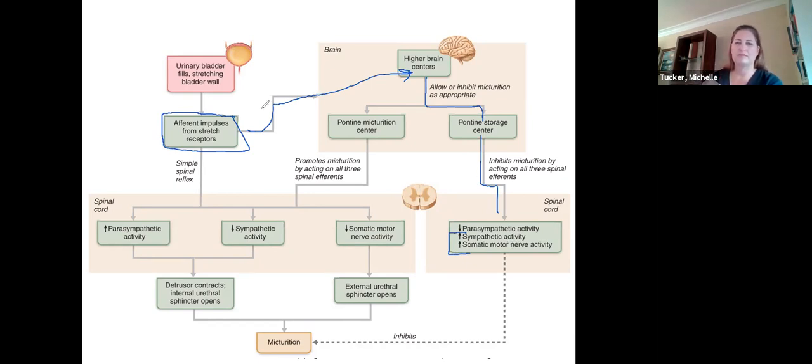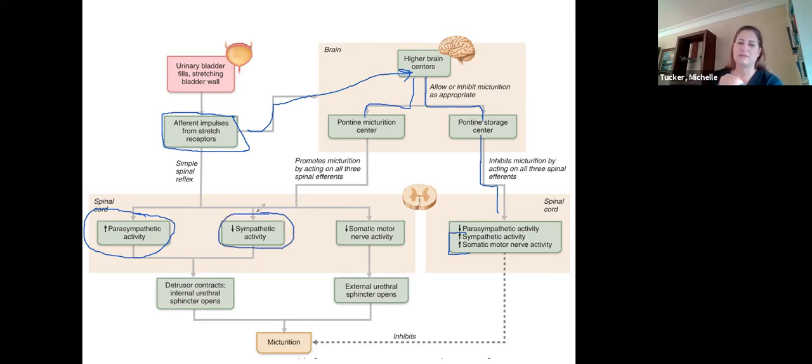If you decide that it's a good time, then there is a separate set of neurons in the pons that is going to increase parasympathetic activity, which relaxes that internal urethral sphincter.